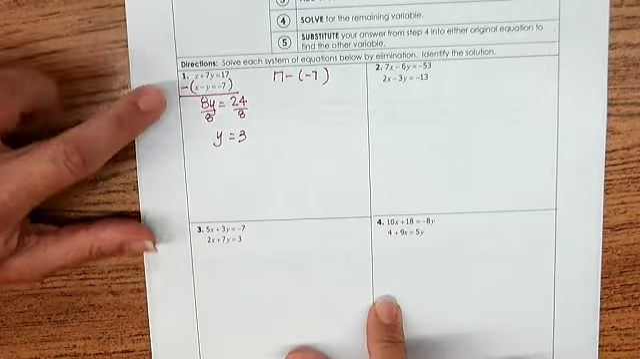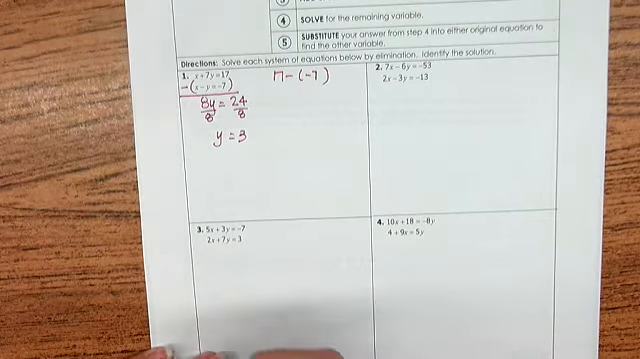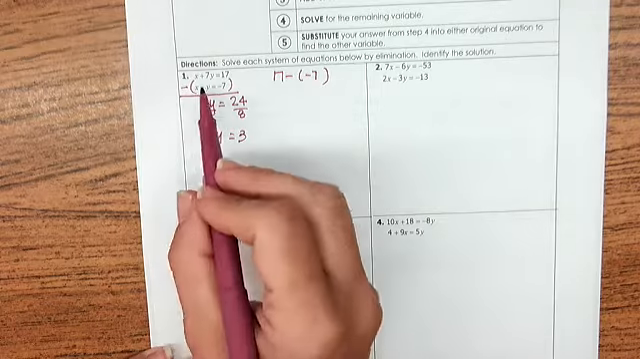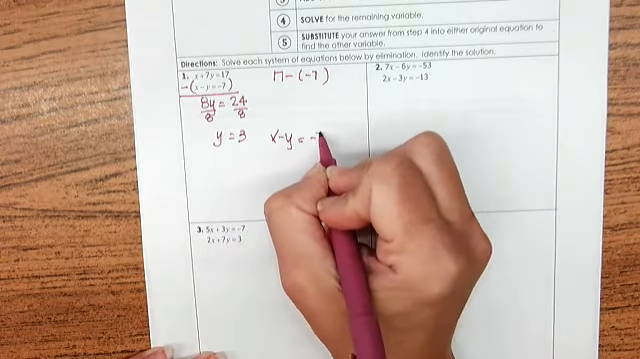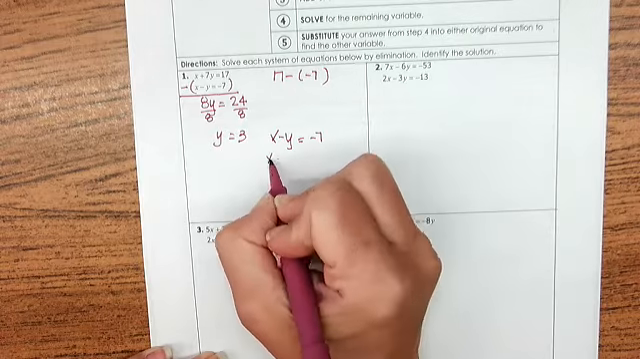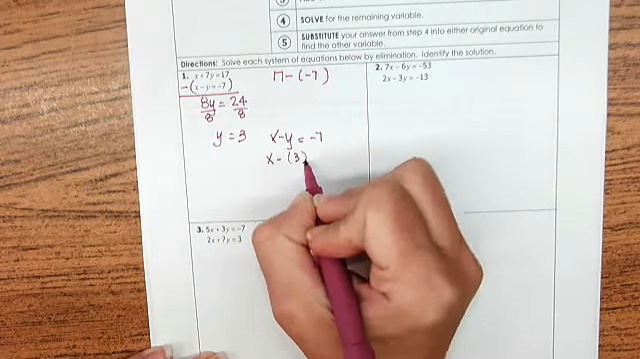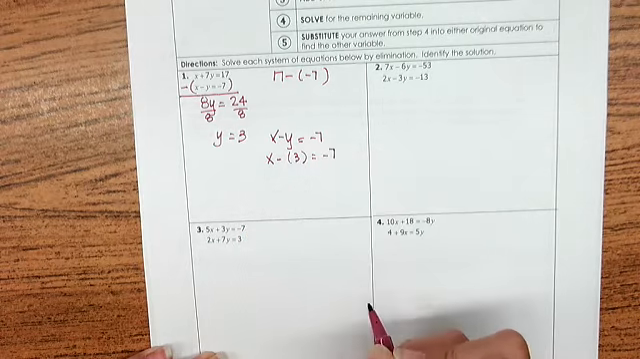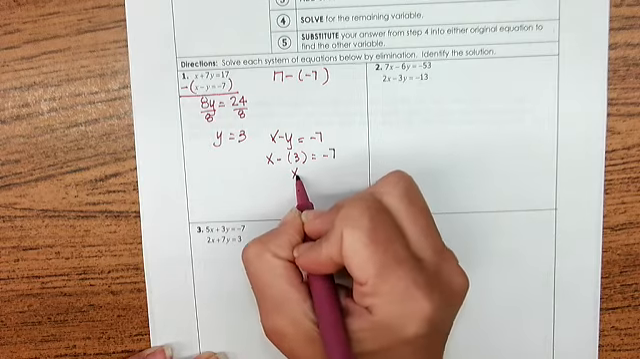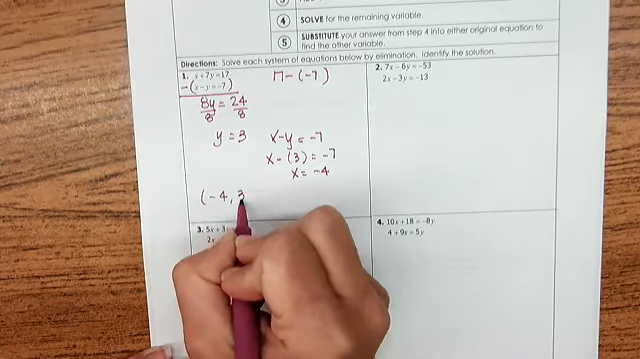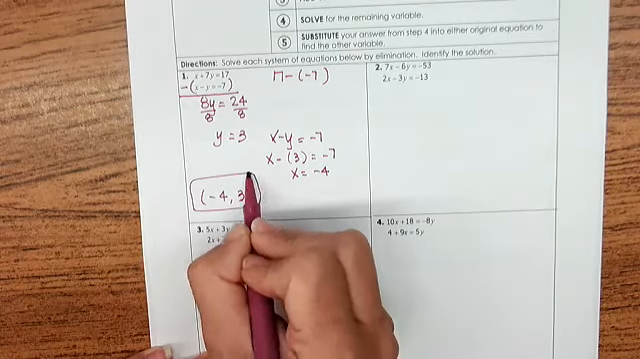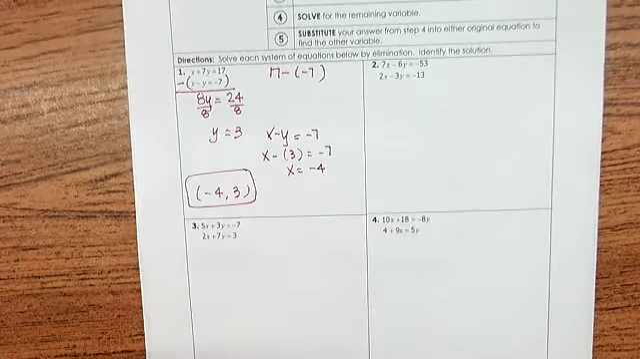Plug back into either the first equation or the second equation to find x. I'm going to plug into the second equation. Just going to rewrite it so that I don't make any careless mistakes. X minus y, which is 3, equals negative 7. Add 3 to both sides and you get negative 4. Don't forget, your answer is always an ordered pair. This means that if I were to graph those two lines, they would intersect at the point negative 4, 3.